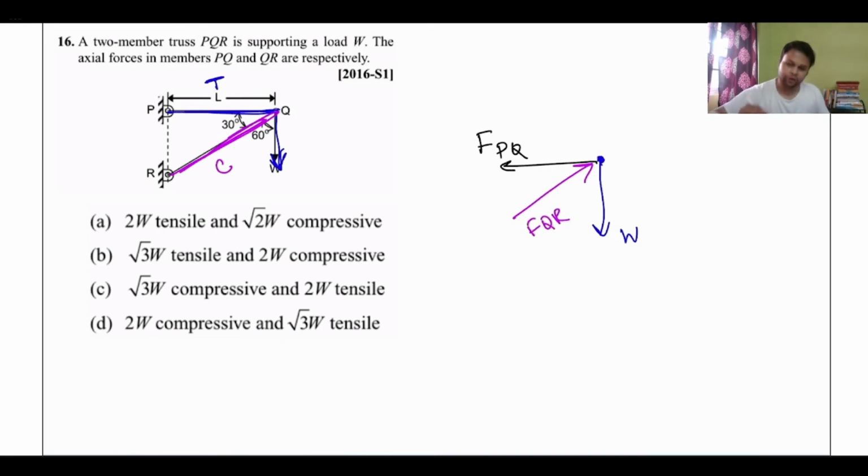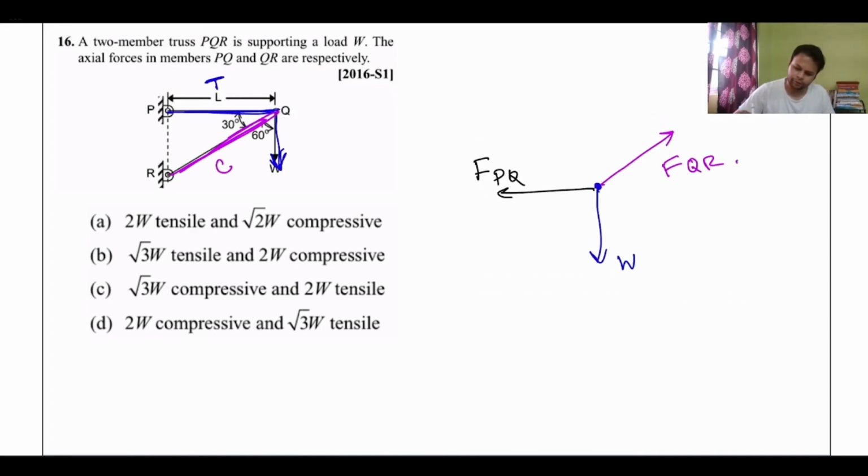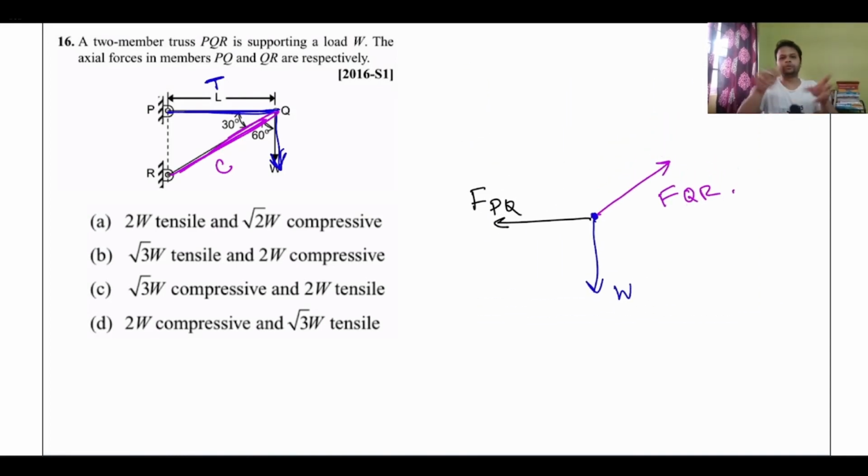FQR, what I can do is shift it to the other side this way. So these are the three directions. All the forces are radially outwards, and none of the angles is greater than 180 degrees. So we can apply Lami's theorem. This is one way to analyze the direction of forces.